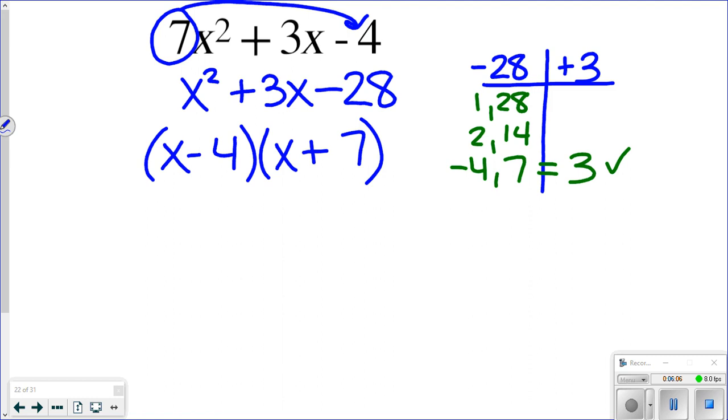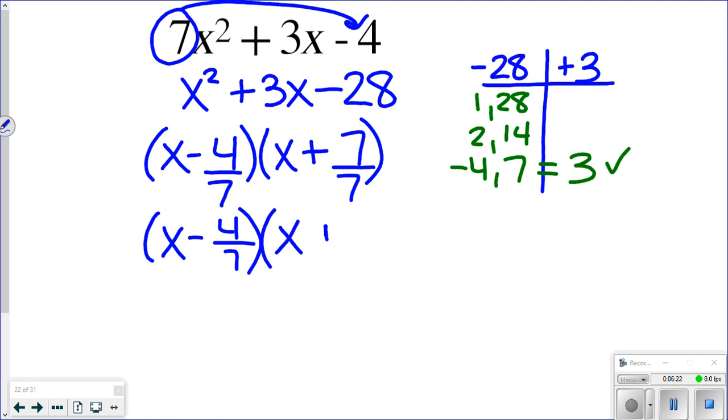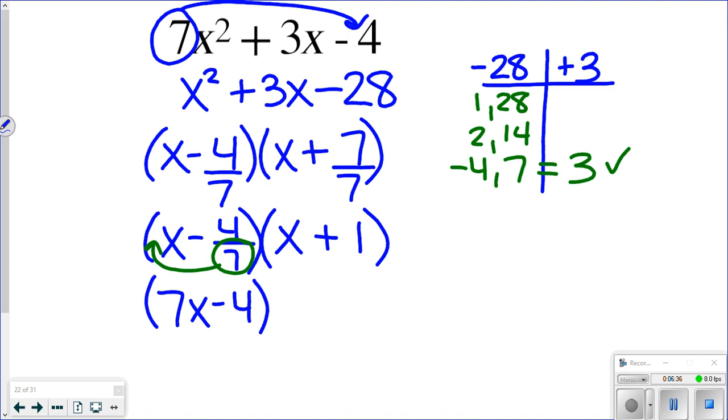Remember, we have to divide by the leading coefficient that we slid in the beginning, so that would be 7. Simplify if possible. So 4 divided by 7 doesn't reduce, but 7 divided by 7 is 1. So then we take this and we slide it directly in front. 7x minus 4, x plus 1.